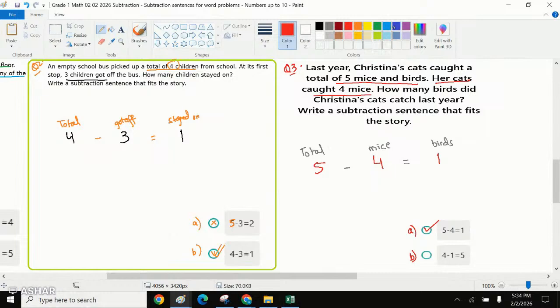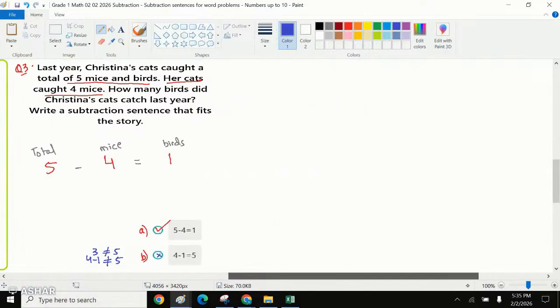And we can also say that 4 minus 1 is never equal to 5, right? Because 4 minus 1 was 3, and 3 is never equal. Whenever we put a slash on the equal sign, it means it's not equal, right? So our subtraction sentence is 5 minus 4 equals 1. Thank you. Let's move ahead.